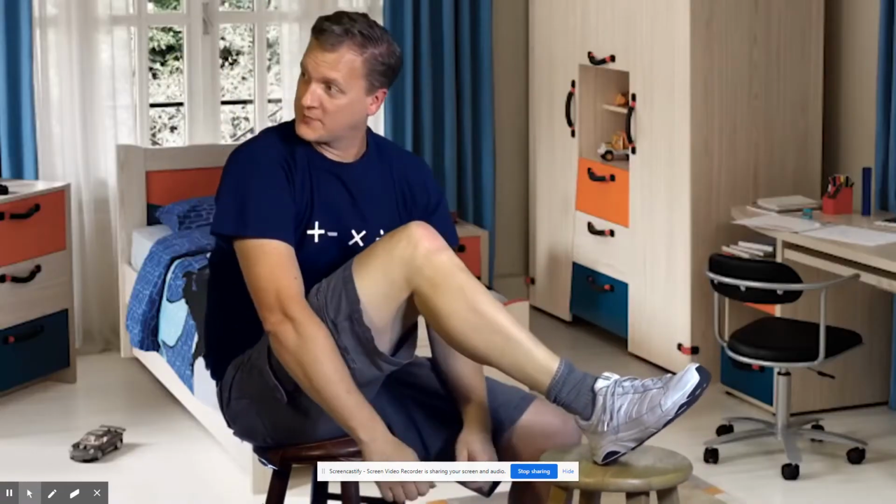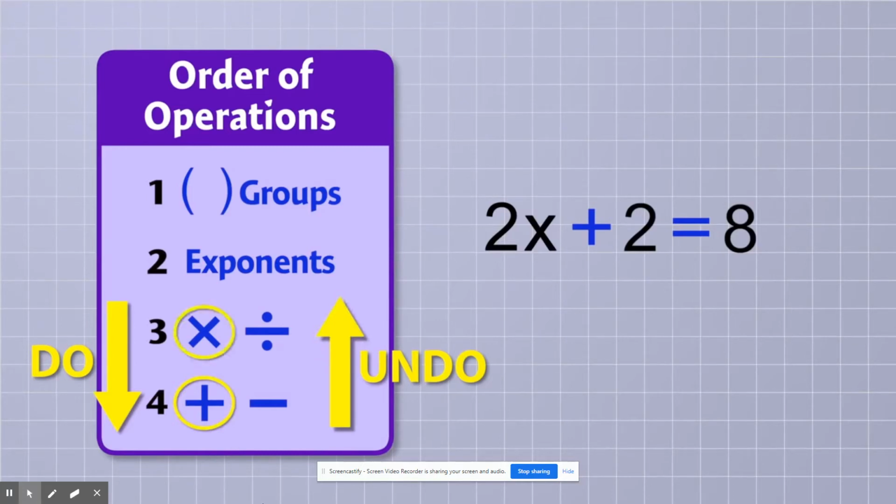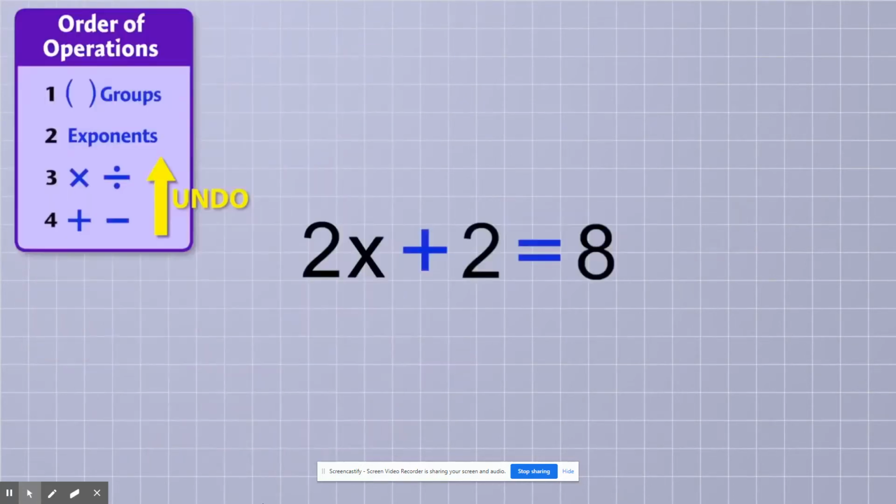Are you sure it's socks before shoes? Since the order of operations rules tell us to do multiplication before we do addition, we should undo addition before we undo multiplication. So first, we undo the addition by subtracting 2 from both sides of the equation.